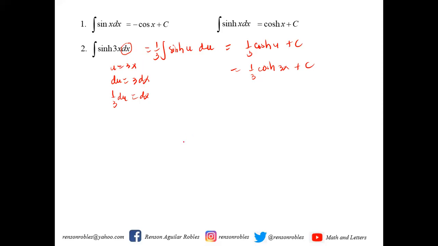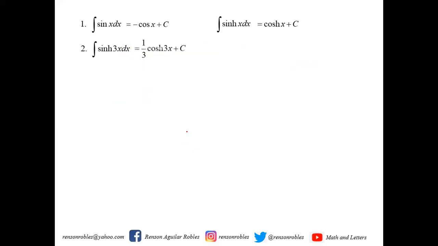Another one. We have cosh 3/4 x dx. So what are we going to do? You just get the reciprocal of this, so that's 4/3. Then we integrate cosh, and that's positive sinh. Then you just copy the parameter 3/4 x, and then you add c. So we have 4/3 sinh 3/4 x plus c.